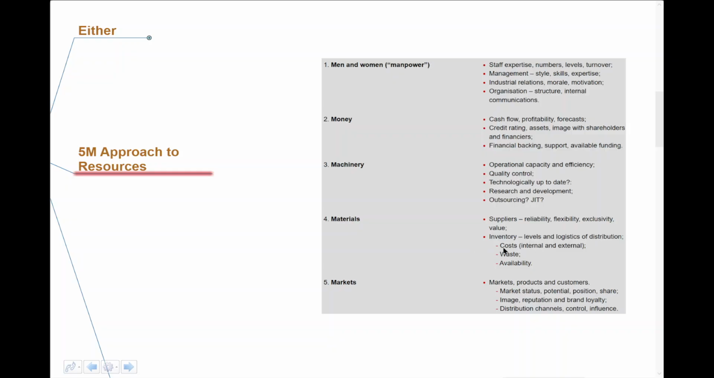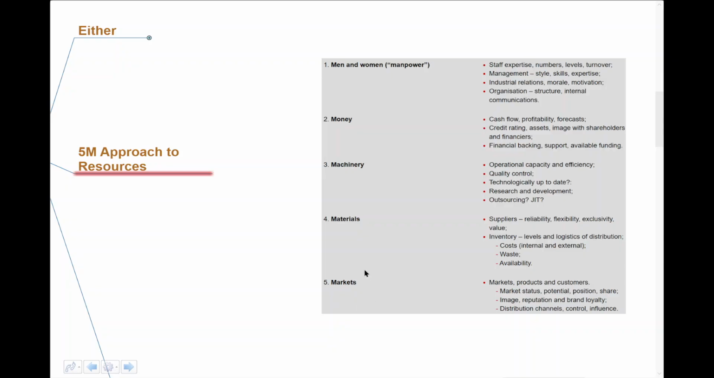Linked into that, inventory. Now we mentioned up top JIT, there are many, many systems and routes and approaches to managing inventory. What about our levels? What about the logistics in terms of receiving materials? And indeed outside of that, what about these areas: emissions, waste, etc.?